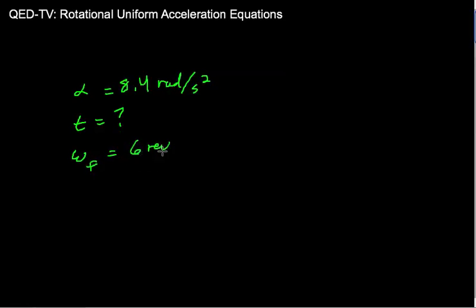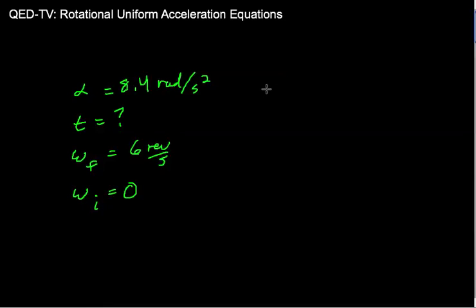Let's say we have a wheel and it's angularly accelerating, so alpha, of 8.4 radians per second squared. And I want to know how long, so time equals question mark. How long will it take for the wheel to attain an angular velocity of 6 revolutions per second from rest? So your initial angular velocity is 0. So how long will it take this to happen? This is a pretty easy problem.